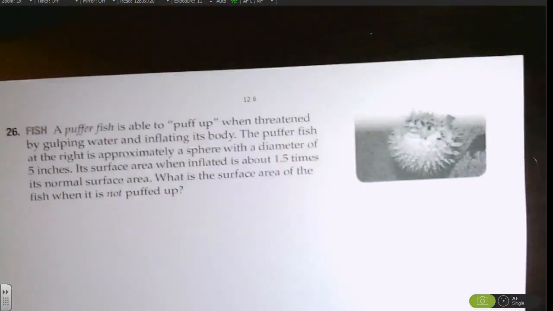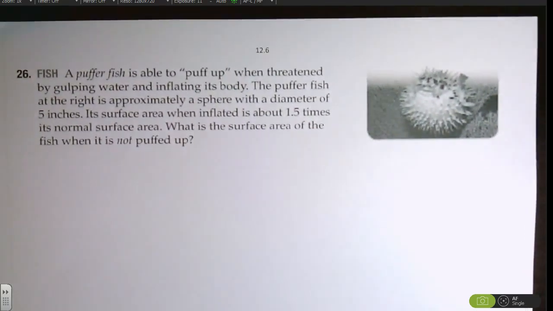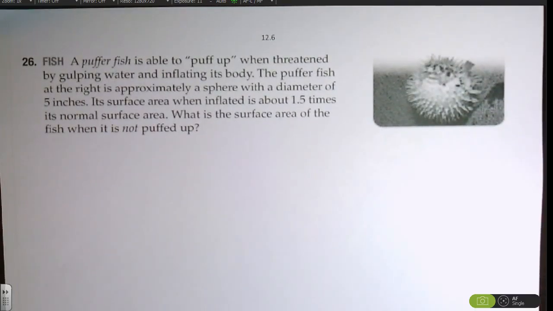Okay. All right, pufferfish. Next example, pufferfish. We did this one in class too. A pufferfish is able to puff up when threatened by gulping water and inflating its body. The pufferfish at the right is approximately a sphere with a diameter of 5 inches. Its surface area when inflated is about 1.5 times its normal surface area. What is the surface area of the fish when it is not puffed up?